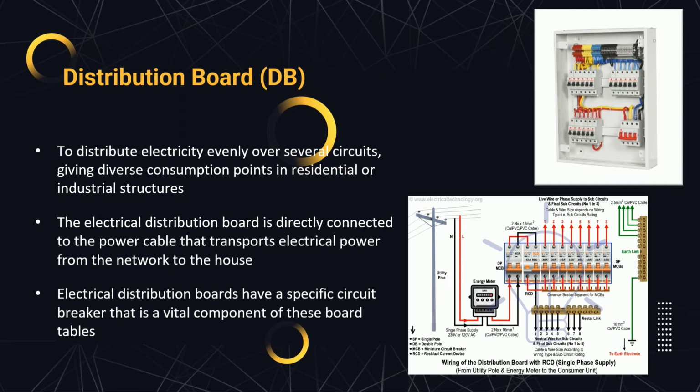Distribution board. Electrical distribution boards are used to distribute electricity evenly over several circuits, giving diverse consumption points in residential or industrial structures. Next, the electrical distribution board is directly connected to the power cable that transports electrical power from the network to the house. Lastly, electrical distribution boards have a specific circuit breaker that is a vital component of these boards.